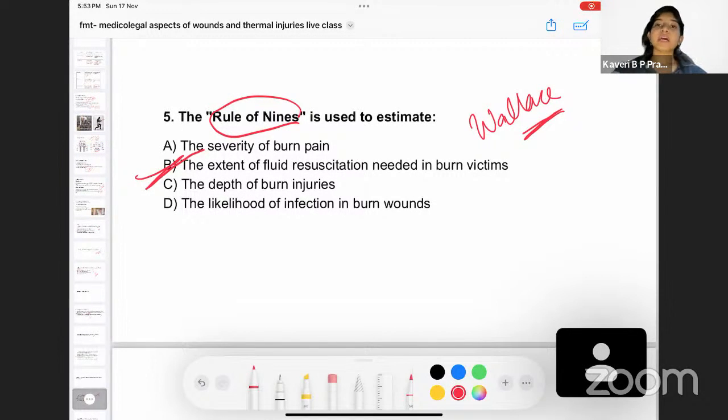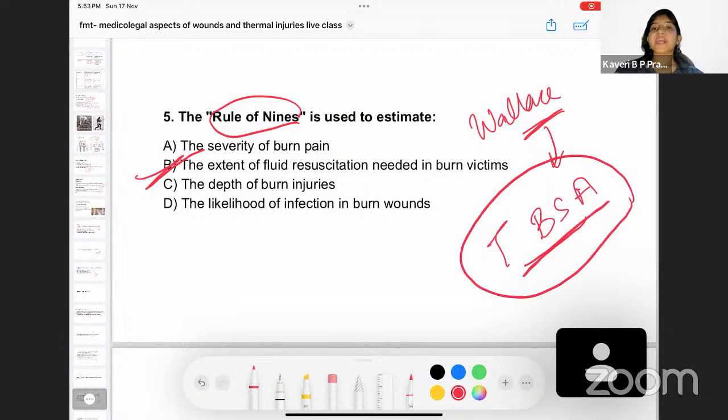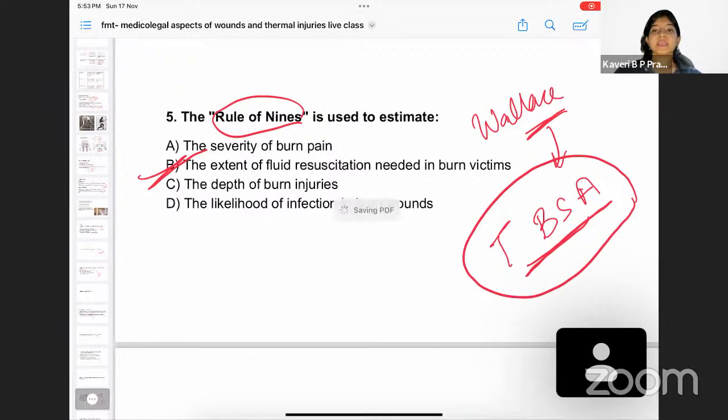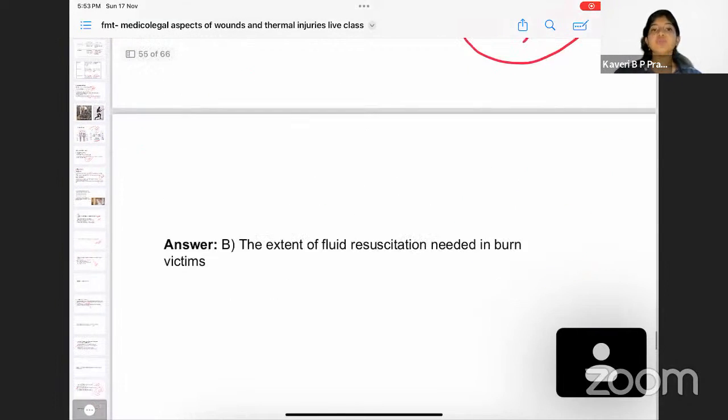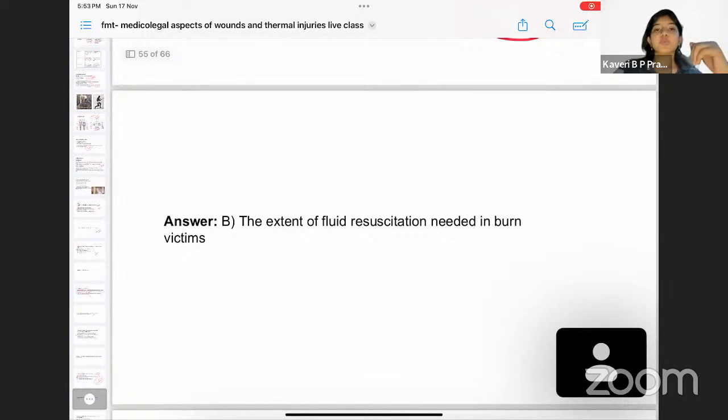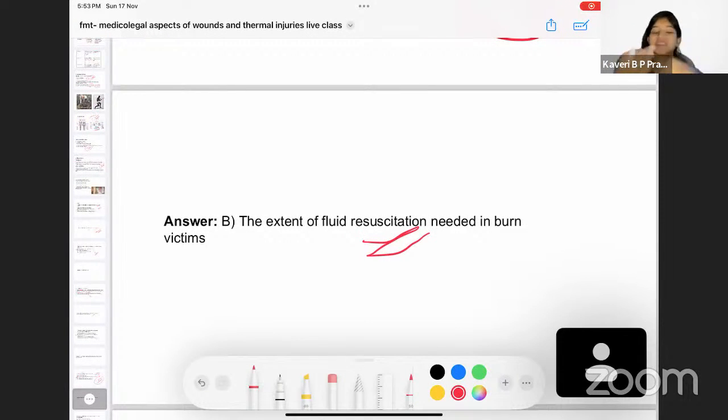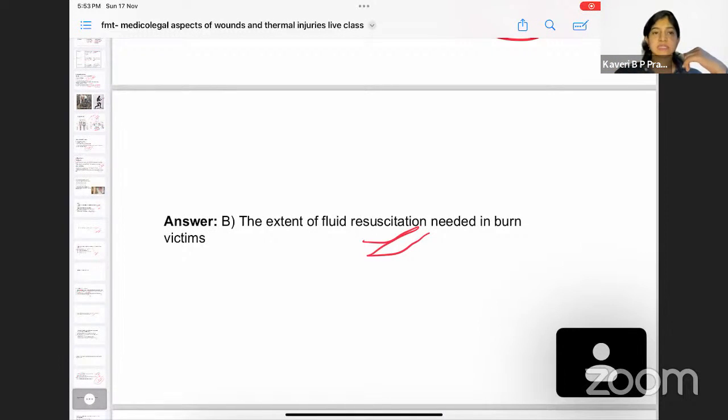I told you that Wallace's rule is used in order to calculate the total body surface area that is burnt. So why do you have to calculate it? Because based on that, you can estimate how much fluid has to be given to the person in order to resuscitate them. It is basically testing your common sense, where you have to understand why we do it. We do it to calculate the total body surface area, so that we can estimate how much fluid has to be given to resuscitate the person.